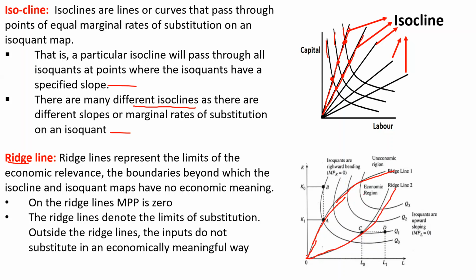At the upper ridge line, the marginal product of X2 is 0. That is, MP2 is equal to 0 on the upper ridge line, and on the lower ridge line MP1, that is the marginal product of X1, is equal to 0. The ridge line denotes the limit of substitution. Outside the ridge lines, inputs do not behave as substitutes, they become complementary. So only within this range do they behave as substitutes, and beyond this they behave as complements. So this is the economic region within which substitution has to be made.